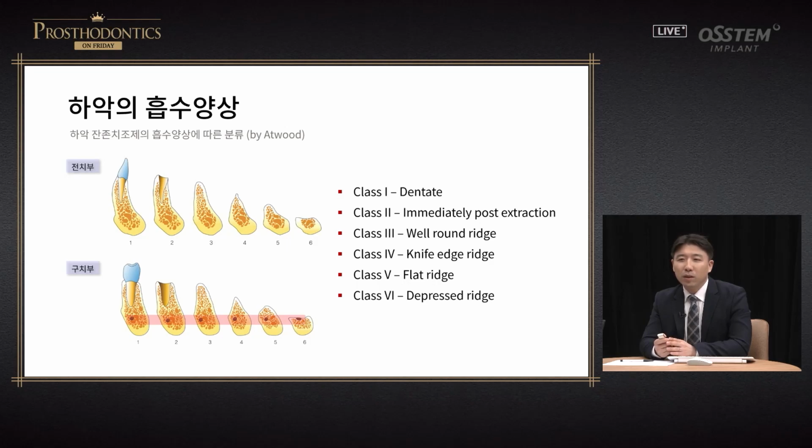If there's horizontal bone loss, then it's classified as class 4 or beyond, and it's referred to as knife edge ridge. Next is flat ridge, and the final is depressed ridge. It's very difficult to treat. It almost has an indentation at the center of the alveolar bone. I believe it is a very important point in understanding the anatomical structures of the edentulous ridge.